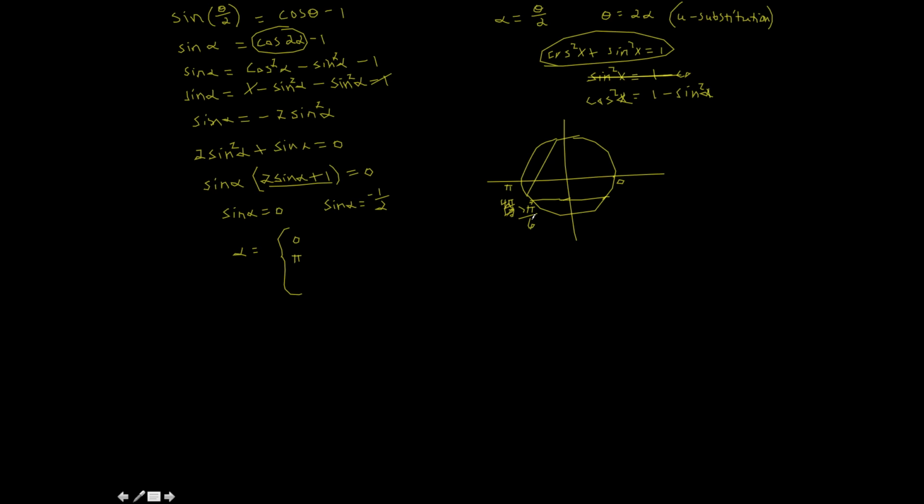Alright, and what would this other one be? Well, this other one would be 30 degrees from 2 pi. So that's going to be 11 pi over 6.